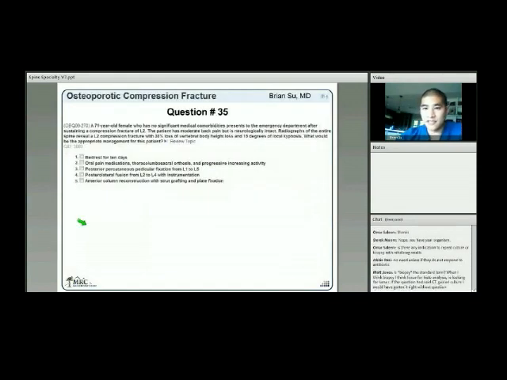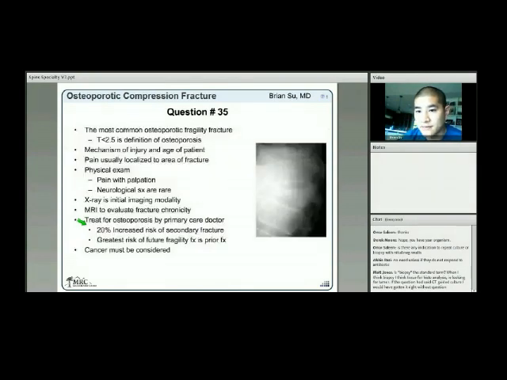Next topic is compression fracture. A 71-year-old female has no significant medical comorbidities and presents to the ER after a compression fracture of L2. The patient has moderate back pain and is neurologically intact. Radiographs of the entire spine reveal an L2 compression fracture, 30% loss of vertebral body height, and 15 degrees of kyphosis. What is the most appropriate management for this patient?